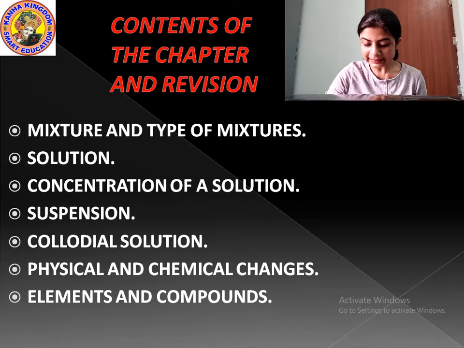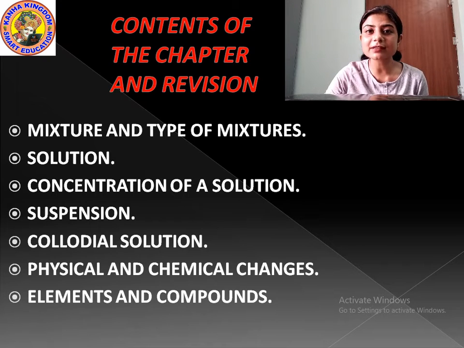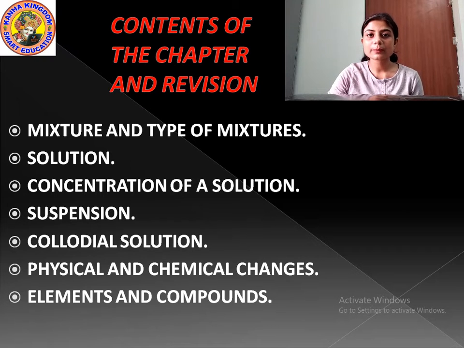Then, because the particles are very small in size, they do not scatter a beam of light. That means the light cannot pass through the solution. If the particles are very small, how will they absorb the light? And if they are not absorbing the light, how can the light pass through that solution? So that is why the beam of light cannot pass through the solution.